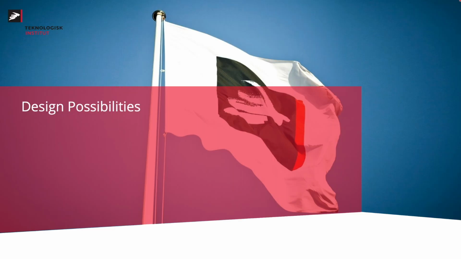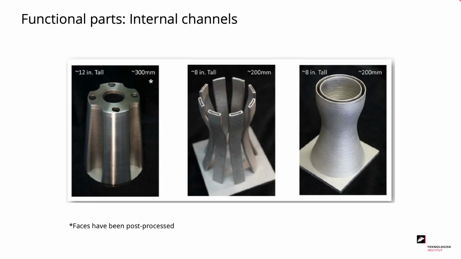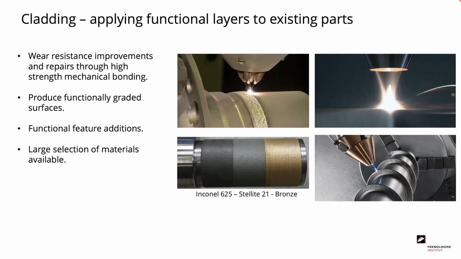Let's have a look at the design possibilities of directed energy deposition. One example is functional parts, where you can build parts with internal channels. What we see here is 3 examples of parts with simple internal channels. You should be aware that you cannot build as complex channels as you can with laser powder bed fusion or binder jetting. Another design possibility is cladding.